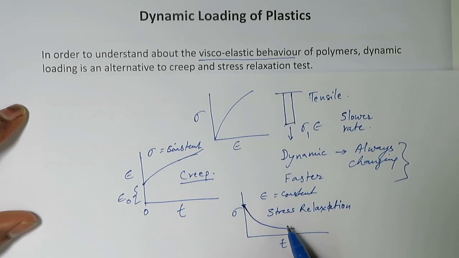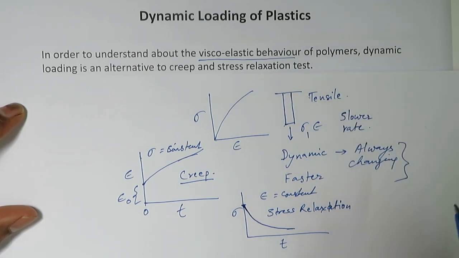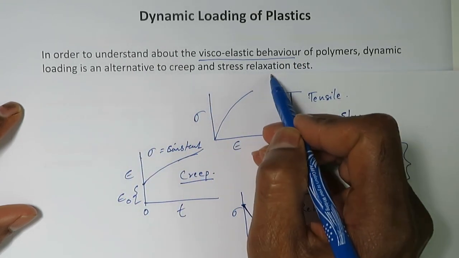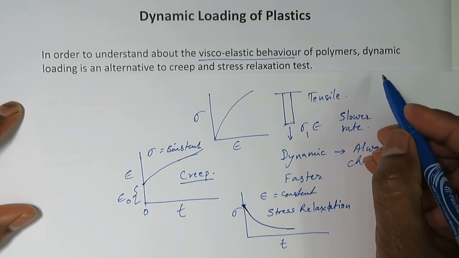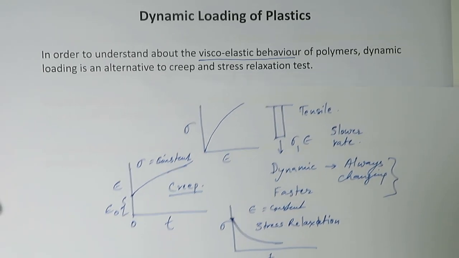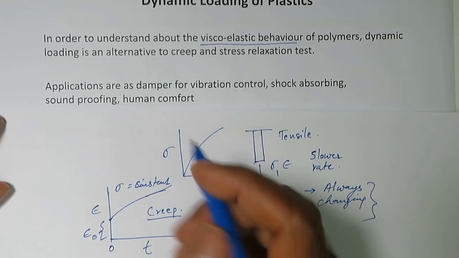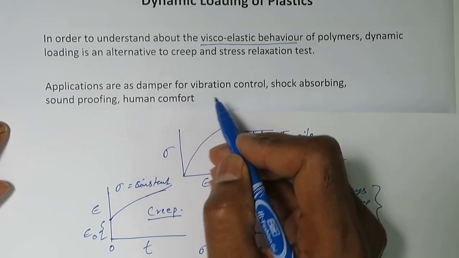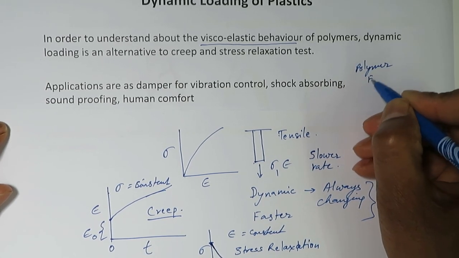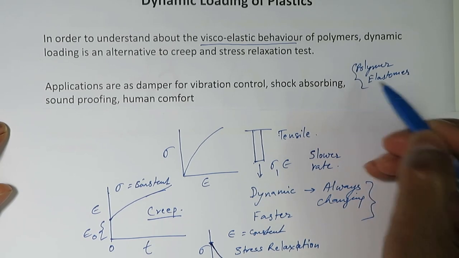So both creep and stress relaxation are conducted on polymers basically to find out viscoelastic behavior of polymers. And the dynamic loading test is an alternative to creep and stress relaxation. That means in dynamic loading also, we will try to find out the viscoelastic nature of the polymer, which will be useful for many applications. Now, the viscoelastic nature of polymers gives rise to many applications, and this is why polymers are elastomers. So when we call polymers, it also includes elastomers such as rubber, because they are all viscoelastic in nature.